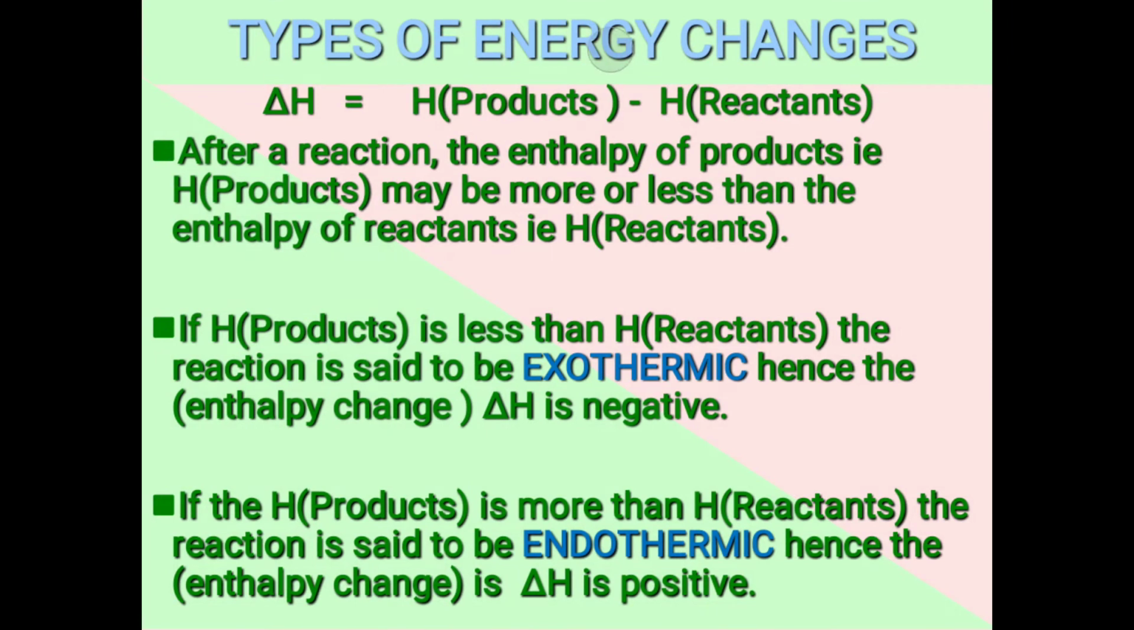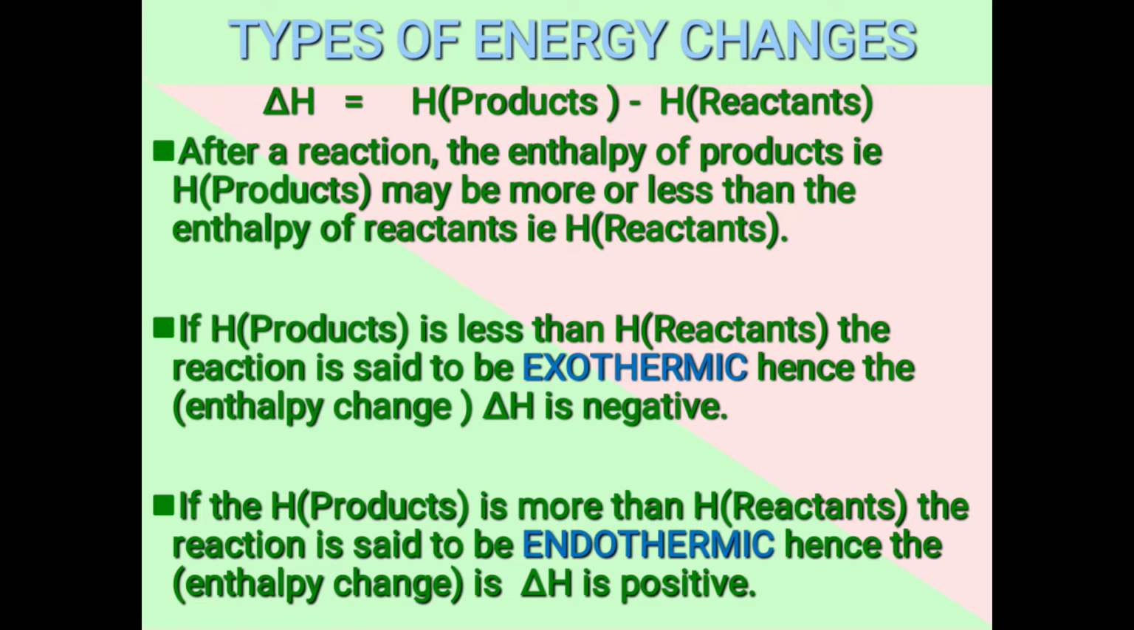Let us start straight away by looking at the types of energy changes. In my previous lesson, I introduced to you an expression for energy changes, which is the ΔH. And we said the ΔH is given by H products minus H reactants. I remember telling you that before a reaction takes place, there must be an energy change. So if there is no energy change, a reaction cannot take place. It only takes place if there is an energy change, that is, if the heat in the products is not the same as the heat in the reactants.